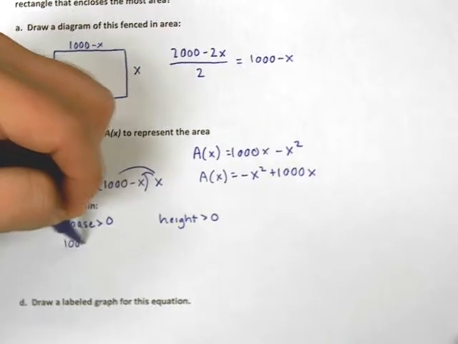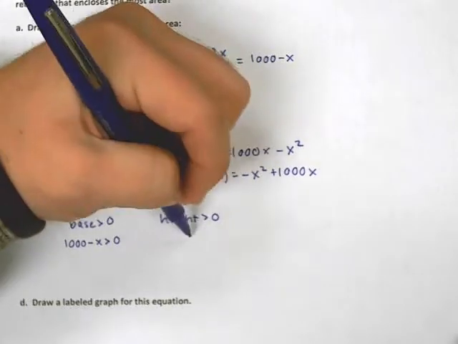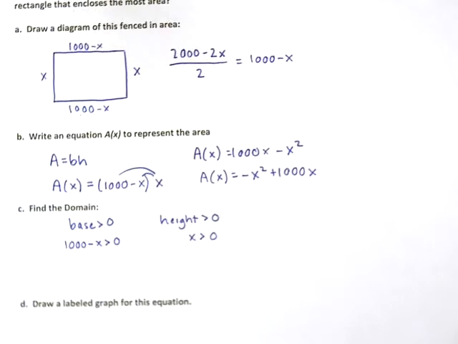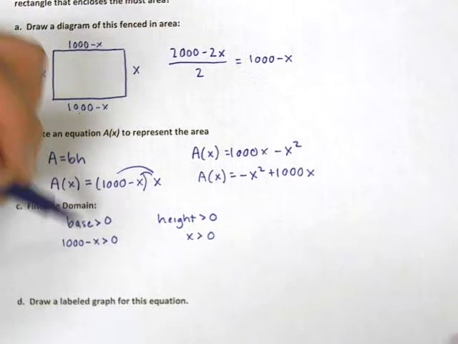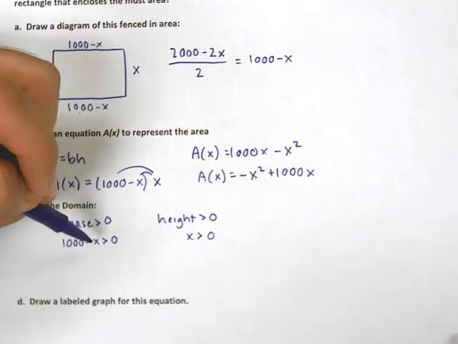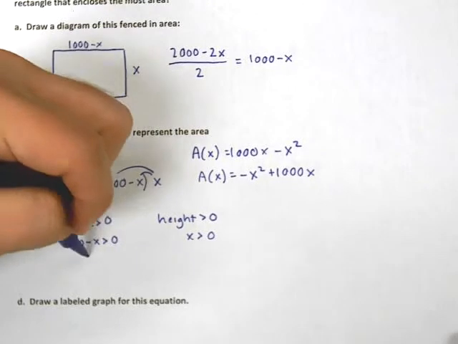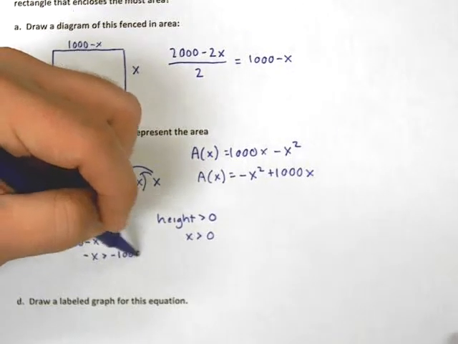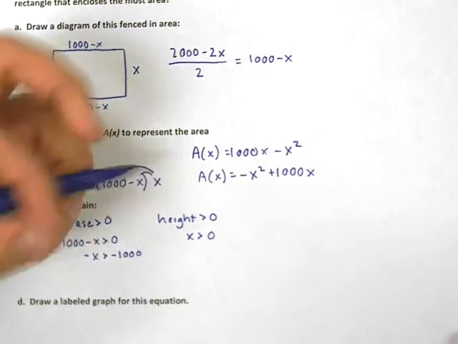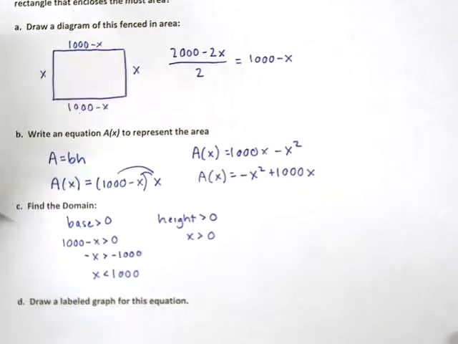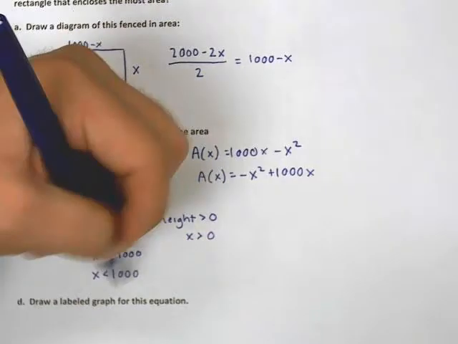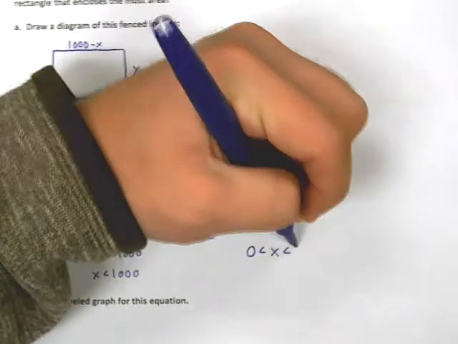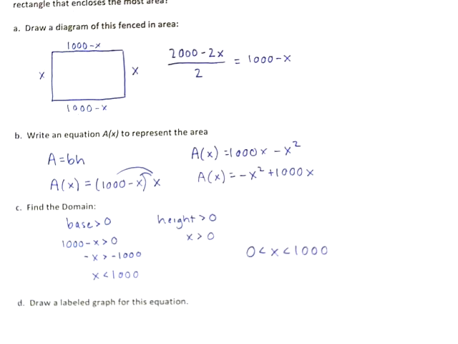Okay, so 1,000 minus x has to be greater than 0. And also our height of x has to be greater than 0. If we solve this, you have options. I know a lot of you guys like to keep the x on the left side, so let's move the 1,000 over. And then when we divide by -1, we should get x is less than 1,000. And this one's nice. We don't have to change this at all. x is greater than 0, so we combine these two ideas together: 0 is less than x is less than 1,000. We now have our domain for our graph that we are going to draw right now.